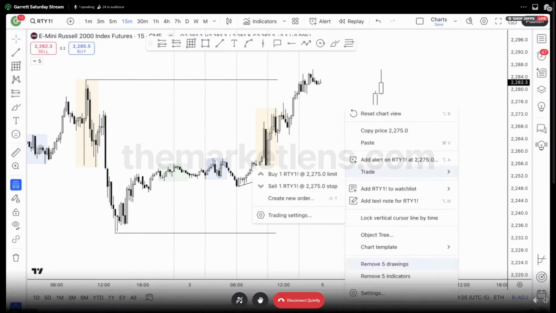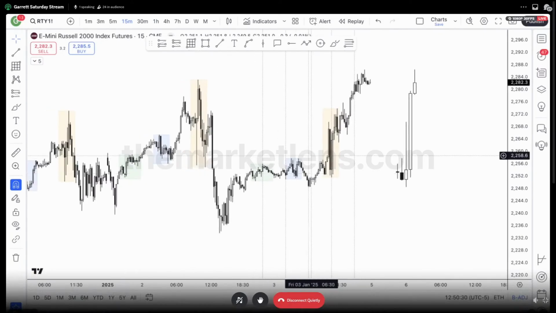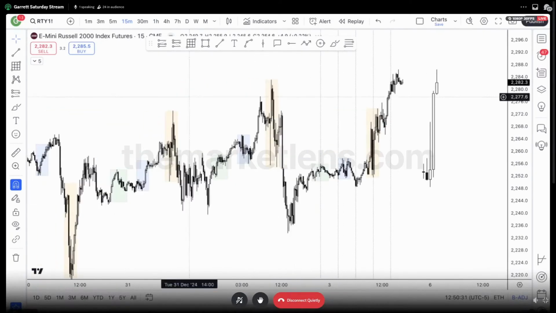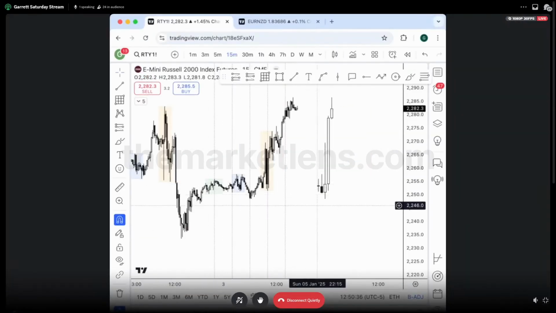But it's all right. I would rate this like a B or something. It's not an A plus. Ideally, 9:30 takes out all these lows, and then 10 AM expands. That would be sick. But that's what I was wanting.